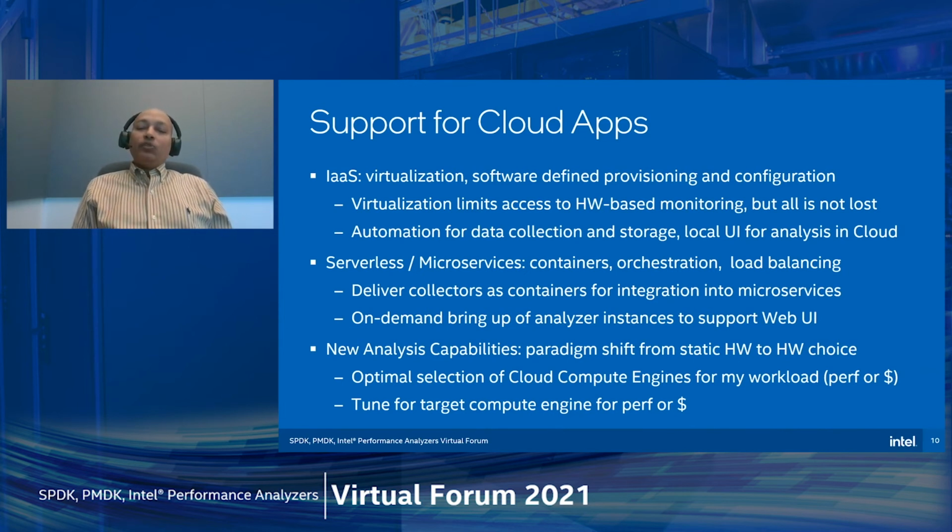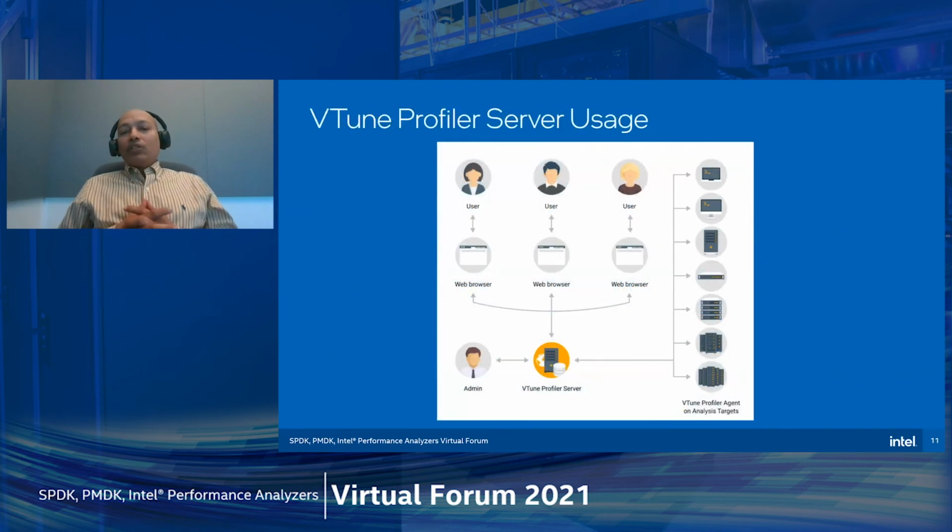What that means is that there is another important optimization flow, where you have a reasonably performing code base, and now you're trying to figure out what is the optimal compute engine, storage and network that meet your application needs and maybe give you the best performance or the lowest cost, whatever it may be. So we need to think about how to enable that kind of tuning and workflow. Next, I'm going to talk about the vTune profiler server usage model.